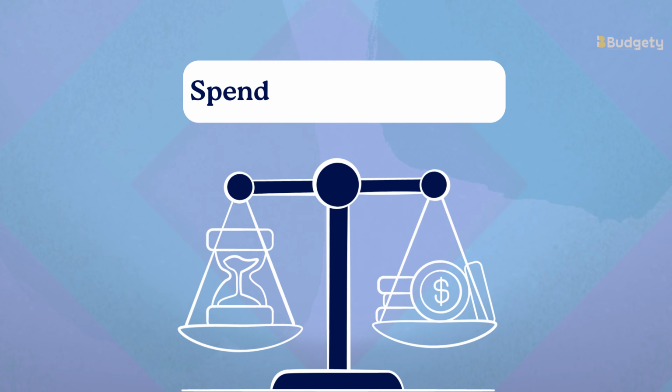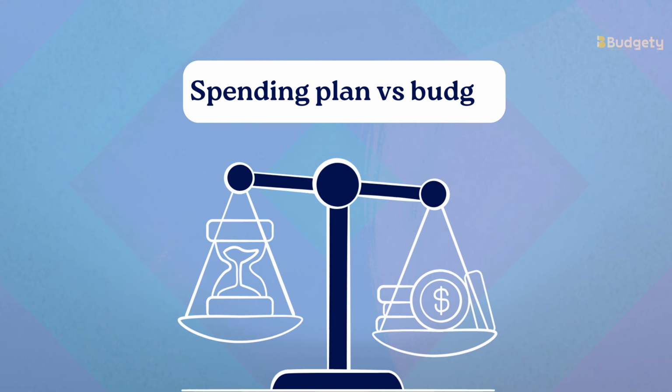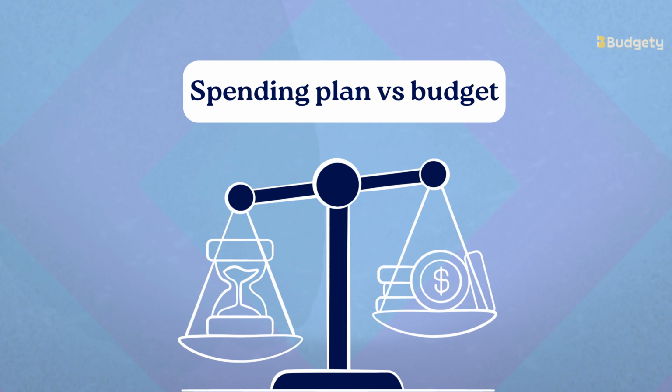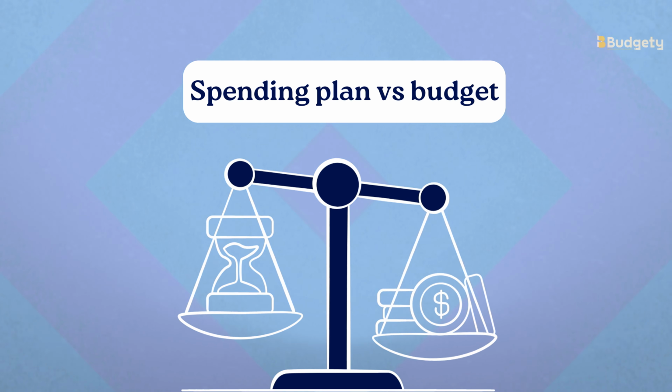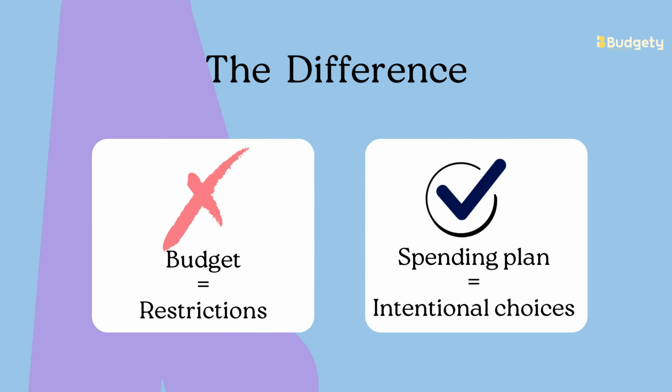So what is a spending plan? A spending plan is how you choose to allocate your money. Well, isn't that just the budget? Almost. While spending plans and budgets are similar, there's a mindset difference. A traditional budget tells you what you can't do. A spending plan is about making intentional choices with your money and deciding what truly matters to you.